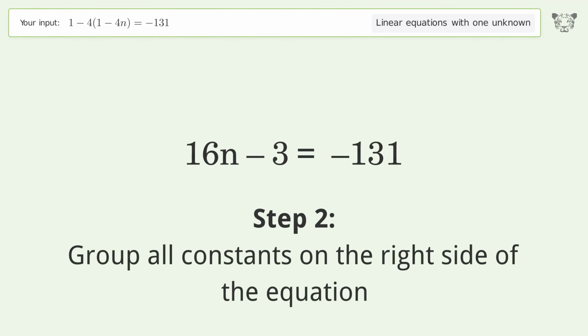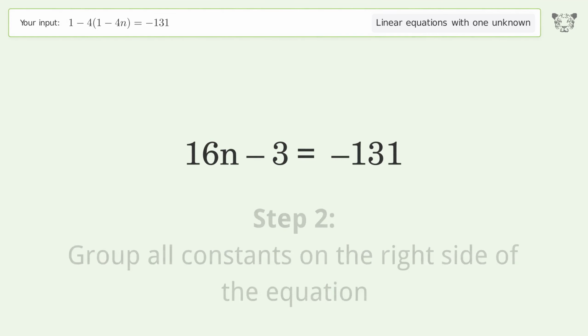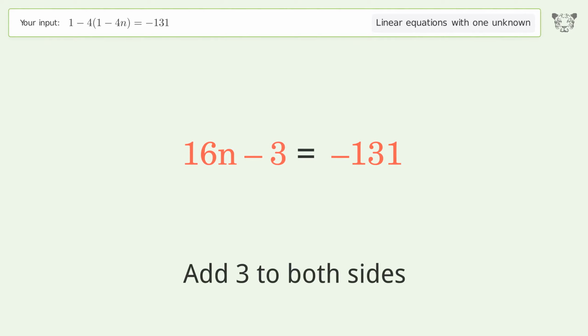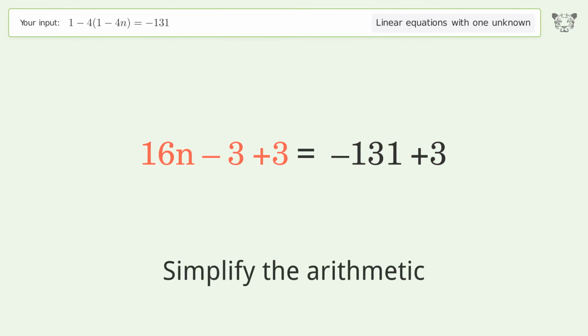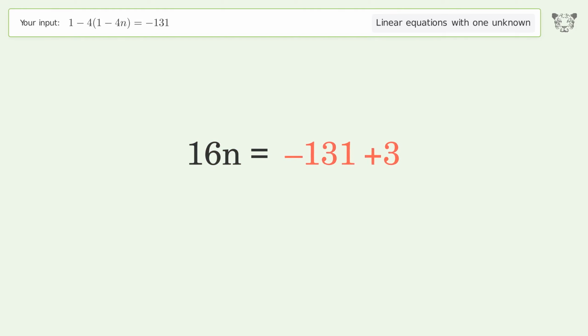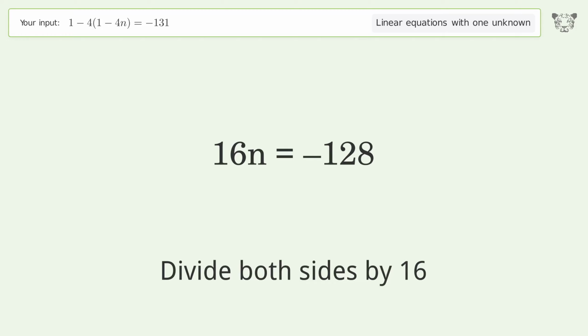Group all constants on the right side of the equation. Add 3 to both sides. Simplify the arithmetic. Isolate the n. Divide both sides by 16.